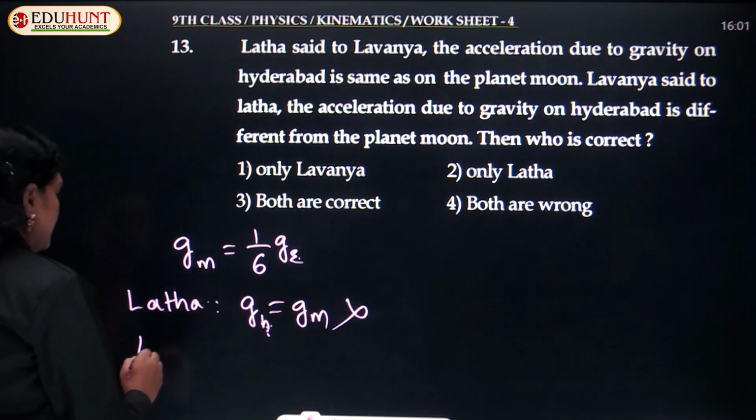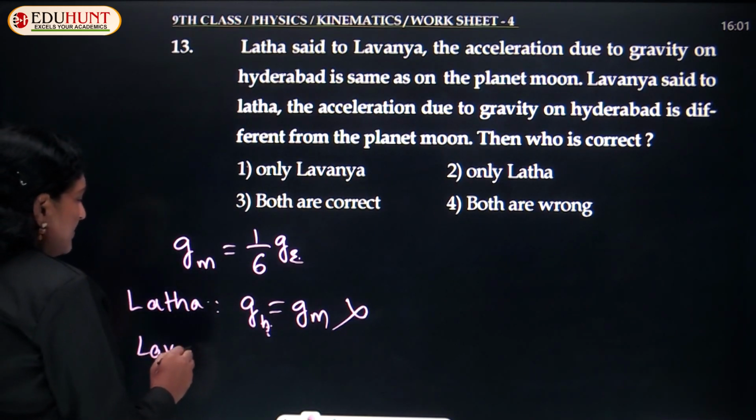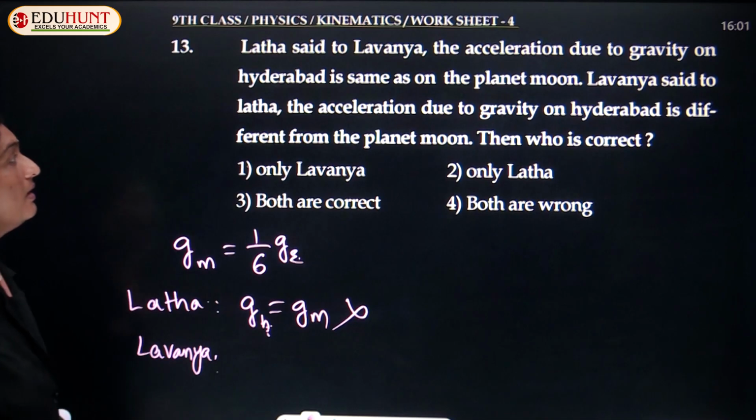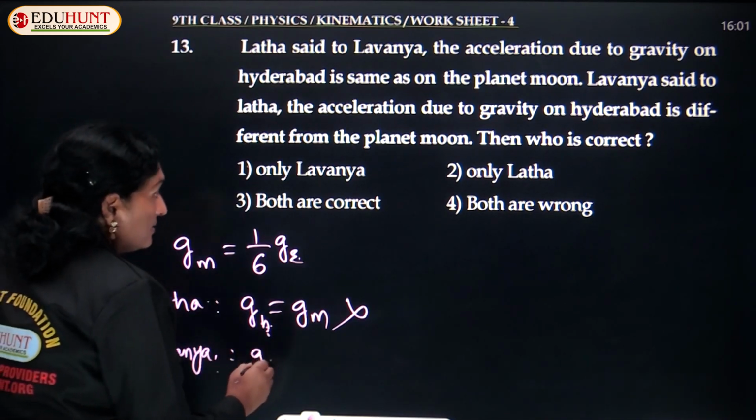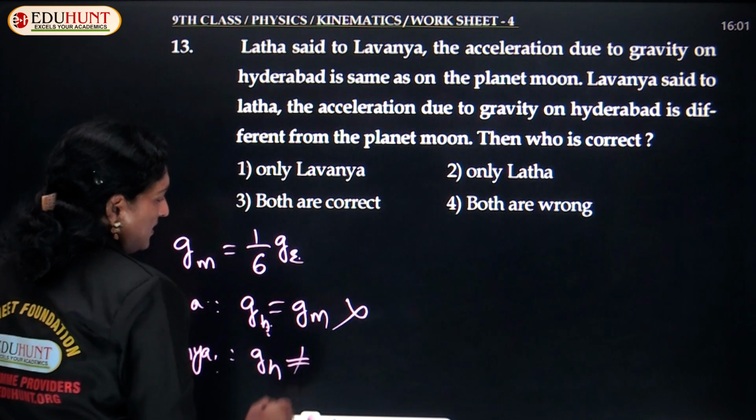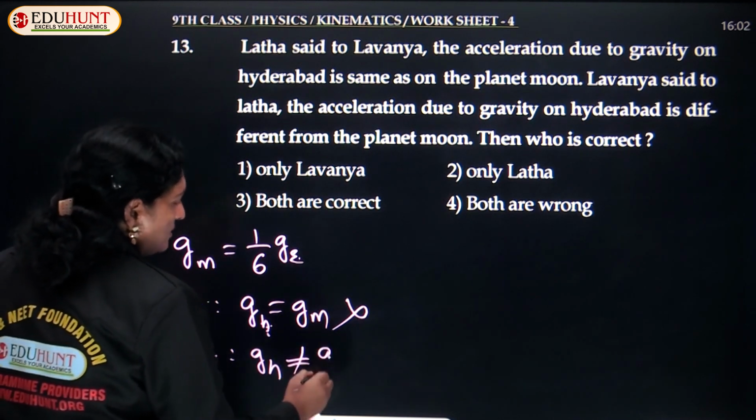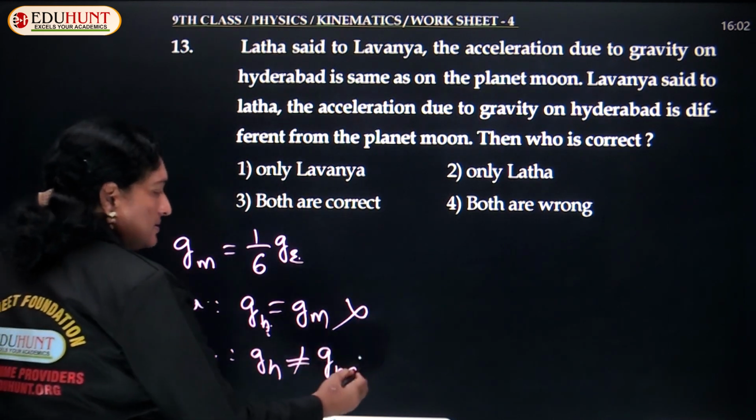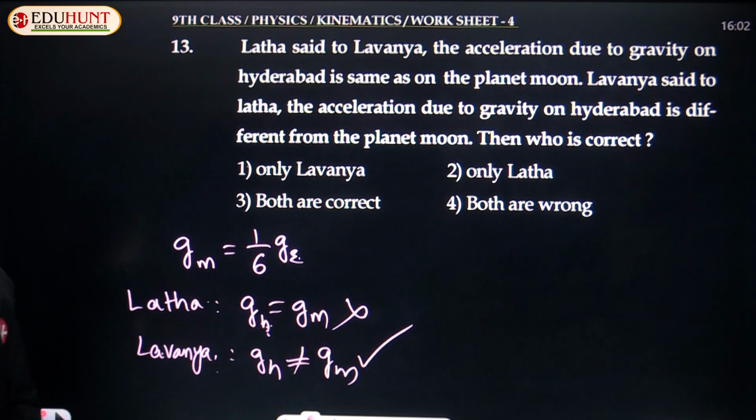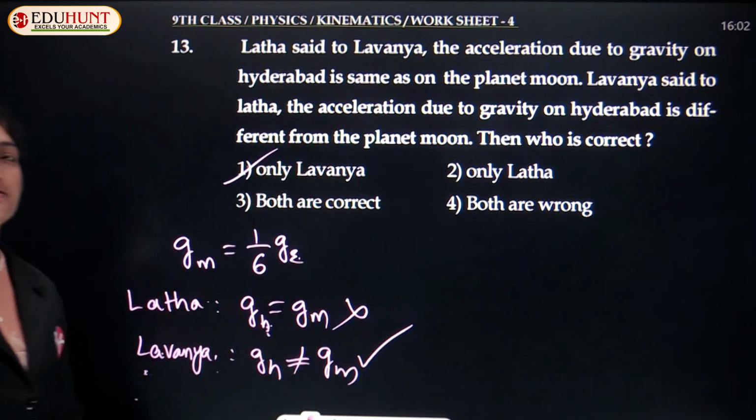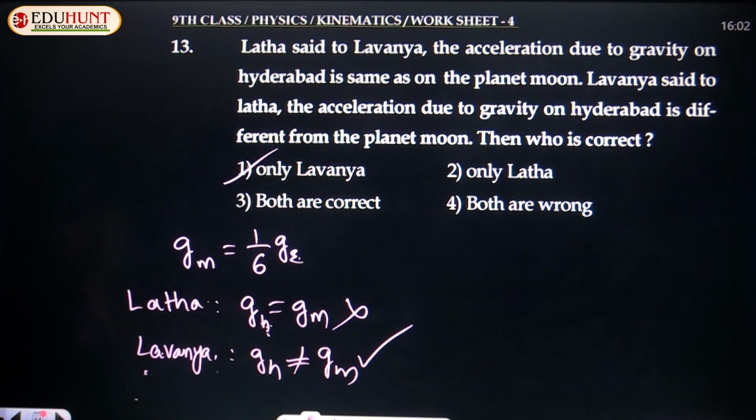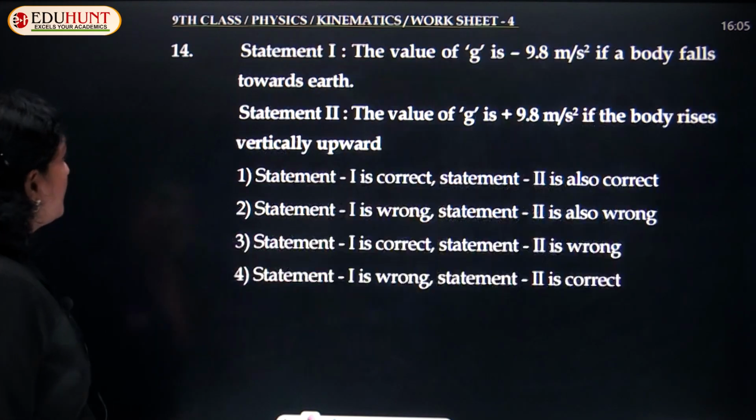Lavanya said to Lata. Now Lavanya is saying, what does Lavanya say? The acceleration due to gravity in Hyderabad is different from the planet Moon, is not the same. Yes, it is true because it is 1/6 of that. So whose statement is correct? Lavanya's statement is true. Then who is correct? Only Lavanya is true. So option 1 is true. Only Lavanya. Moving to the next question, children.